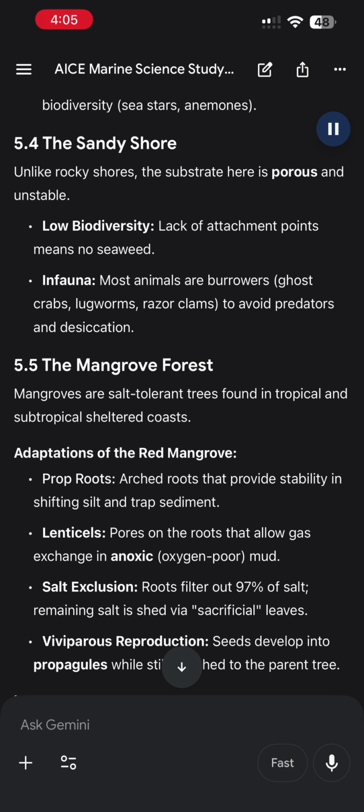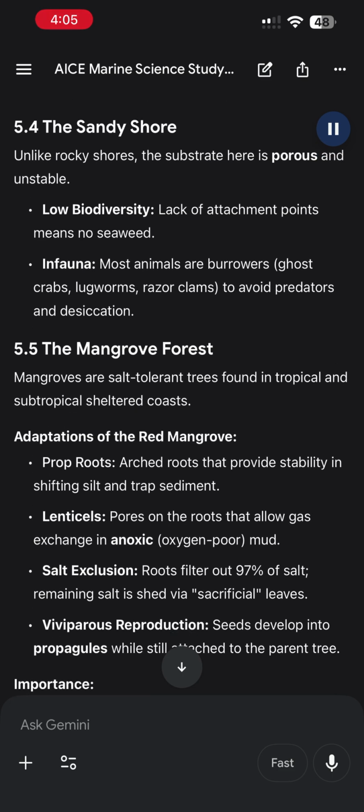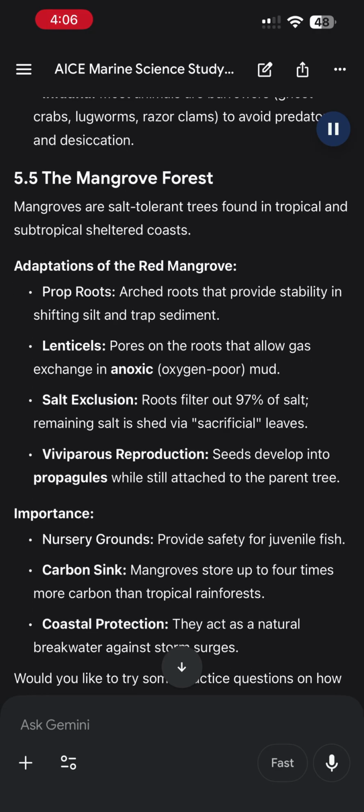5.4. The sandy shore. Unlike rocky shores, the substrate here is porous and unstable. Low biodiversity. Lack of attachment points means no seaweed. In fauna, most animals are burrowers, ghost crabs, lugworms, razor clams, to avoid predators and desiccation.